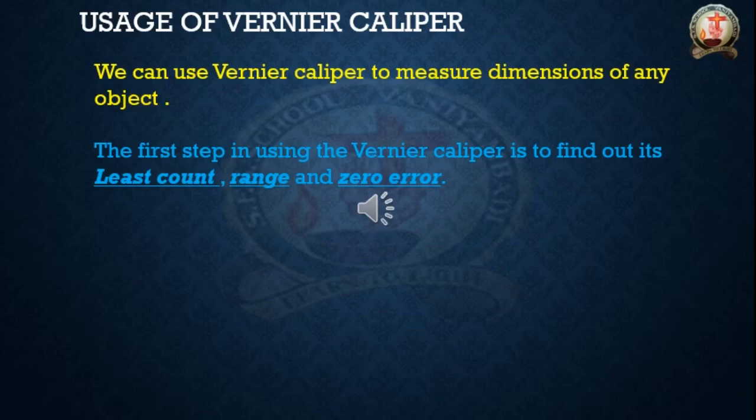Dimensions means like length, height, width, volume. So by the use of this vernier calipers, we can measure dimensions of any object. Okay, I told you now, dimensions means what? Length is one dimension, width is one dimension, volume is also one dimension, and height is also one dimension of any object. So by the use of vernier calipers, we can measure dimensions of an object.